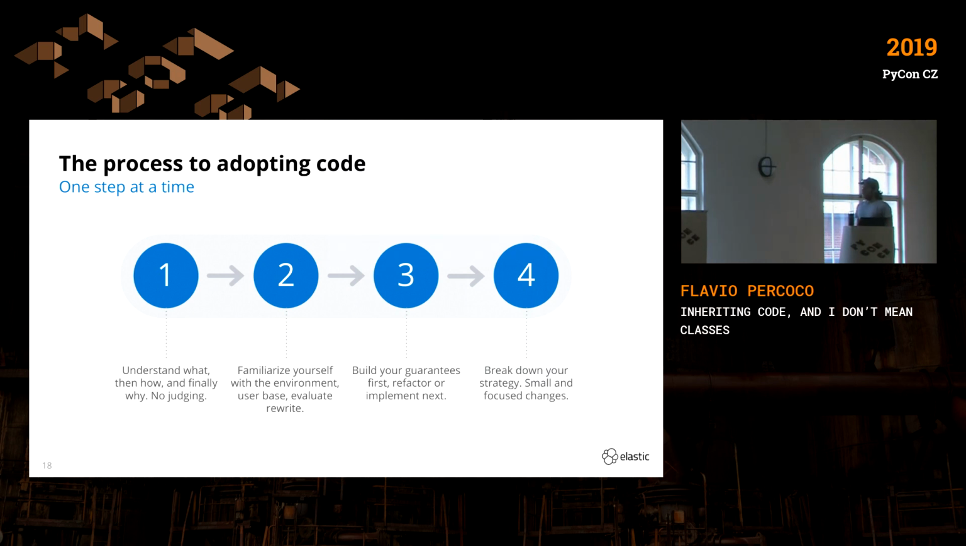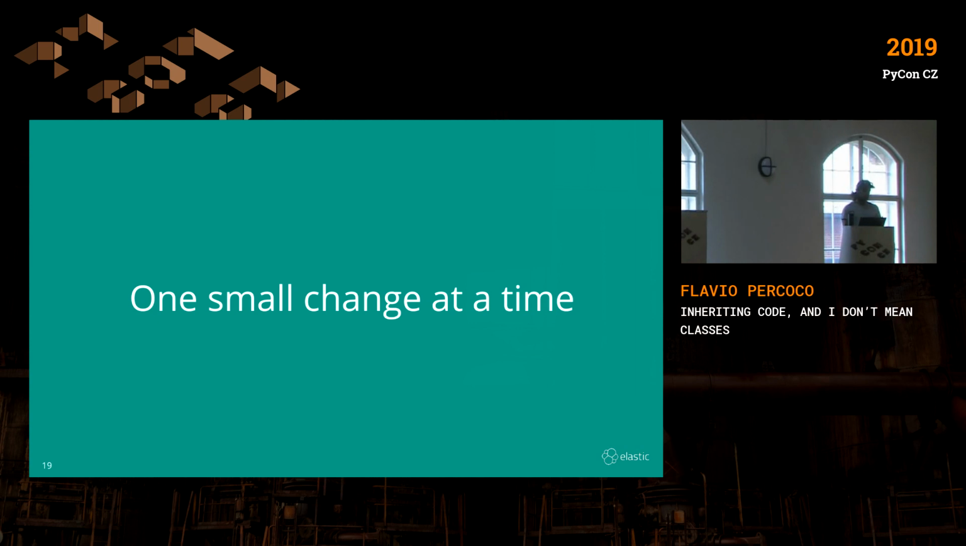The fourth step would be to break down your strategy: do small and focused changes. And I'm not going to go into the details of how you code and how you should be writing Python or how you should be refactoring a specific function, but rather I'm going to highlight some ideas on things that I keep in mind when I'm doing this. So the first one is one small change at a time. Don't try to do 3 changes. Don't try to plan 5 months of work ahead.